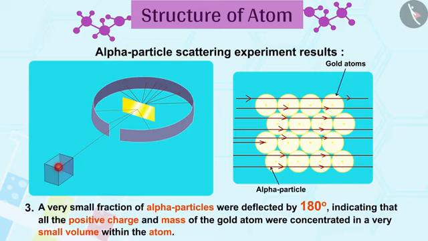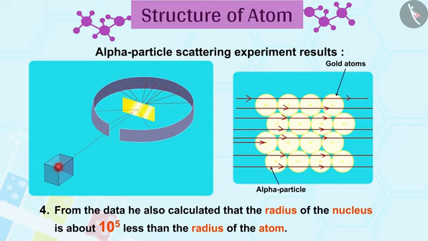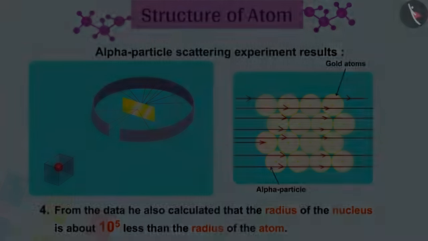3. A very small fraction of alpha particles were deflected by 180 degrees, indicating that all the positive charge and mass of the gold atom were concentrated in a very small volume within the atom. 4. From the data, he also calculated that the radius of the nucleus is about 10^5 times less than the radius of the atom.